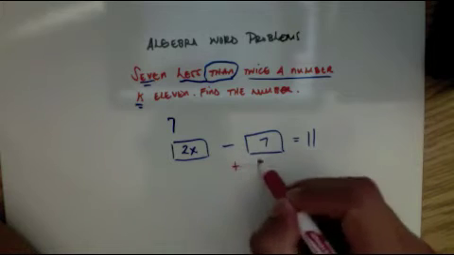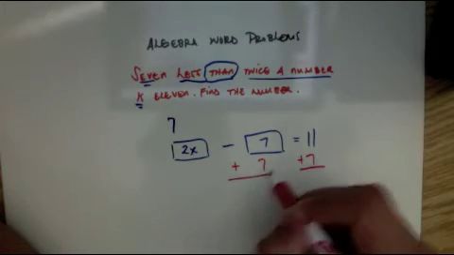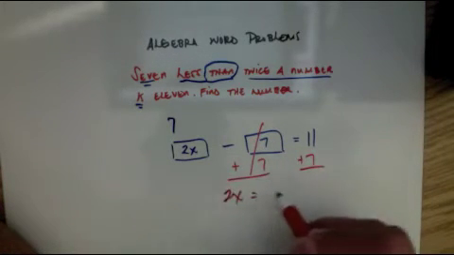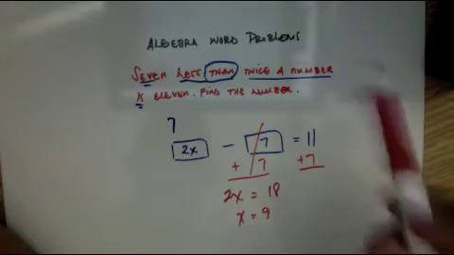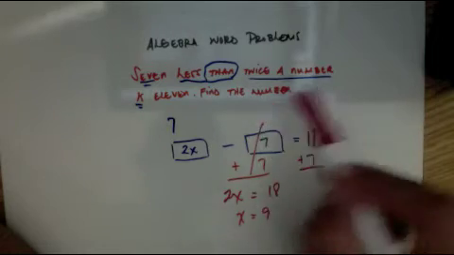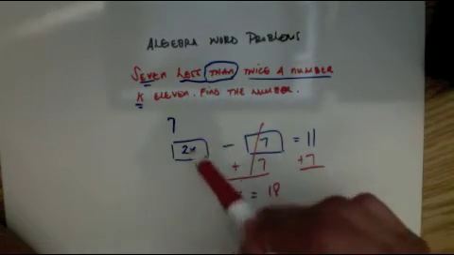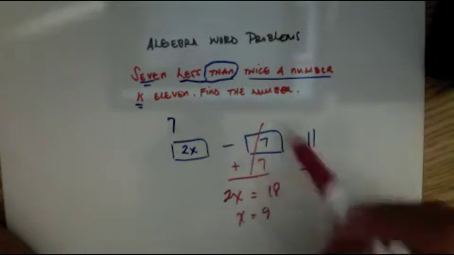The minus 7 becomes plus 7. And then we have 2x is equal to 18. So x is going to be 9. Okay, so the word twice means multiplied. Less than, more than, that means the digit is going to go in the back.